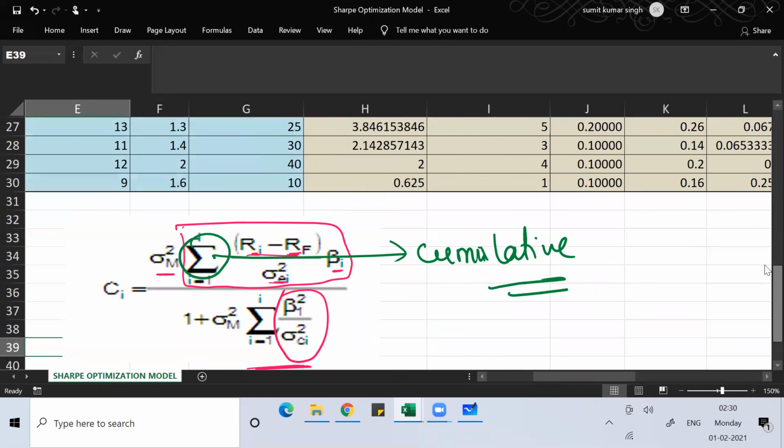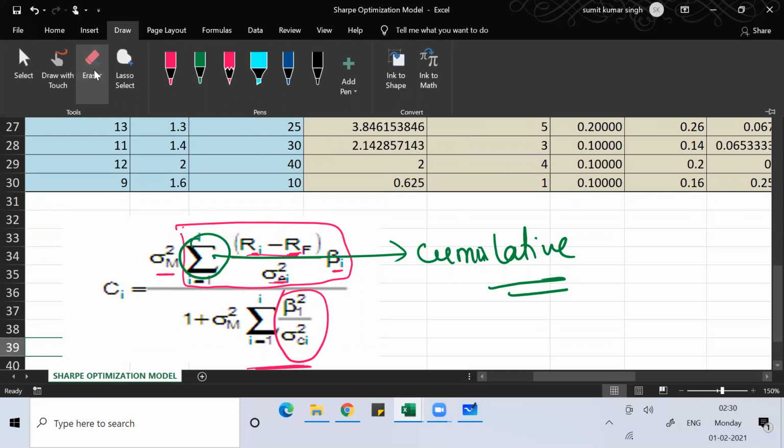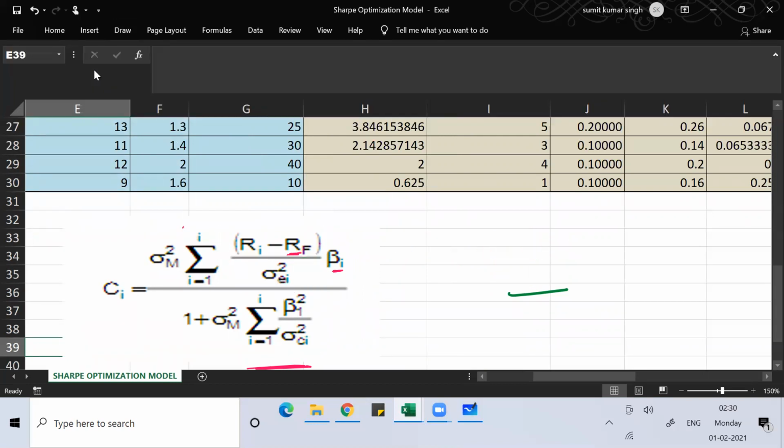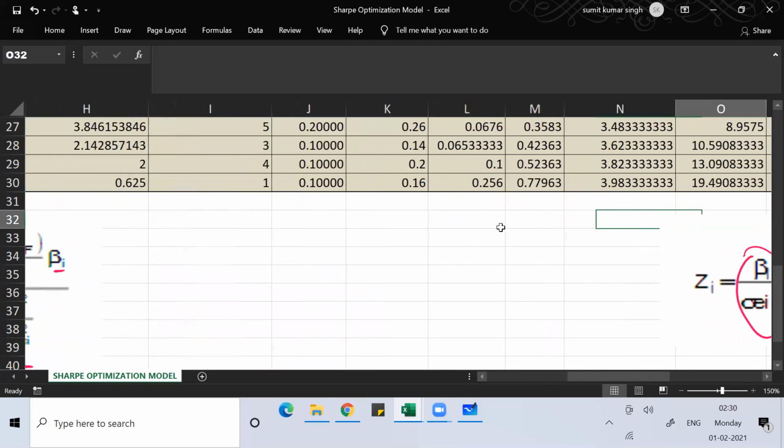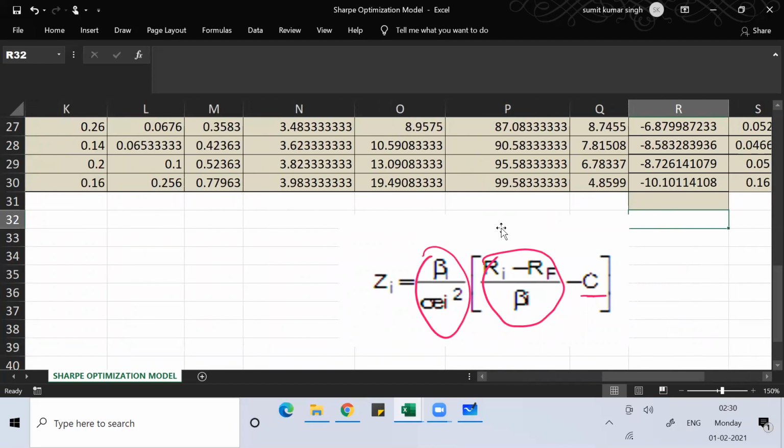So here, what is important for us when we are doing the problem is how we are able to differentiate that scenario when you see problems related to the Sharpe optimization model. Once we get the individual cutoff rate, then we can work on the calculation of individual values and work on the formula. Then once you get the individual ZI value, divide it by the total sum of ZI values to get the weight of each stock which can be included at this moment of time.